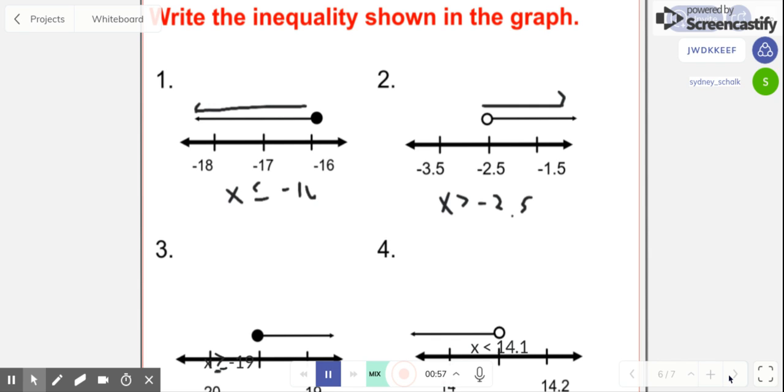All right, so number 3, we see that closed circle and it's pointing to the right. So we can know that x is greater than or equal to negative 18. That dot is right on that negative 18. For number 4, we have to think, okay, what's between 14 and 14.2 since it's not actually labeled? And we know that's 14.1. Now we have that open circle telling us that x is just less than 14.1 because it's everything pointed to the left.